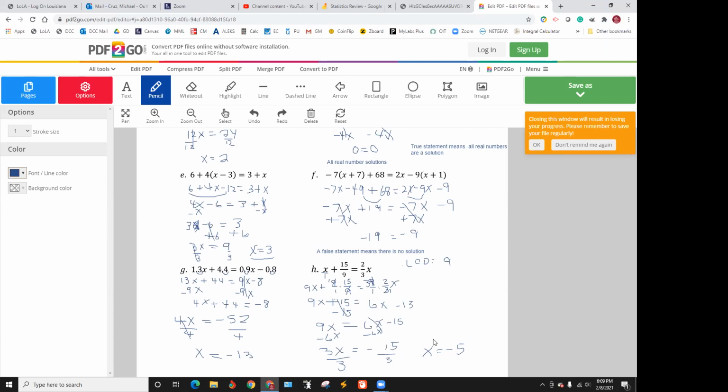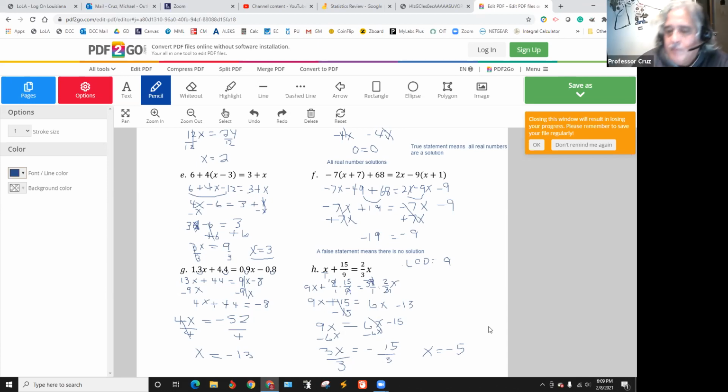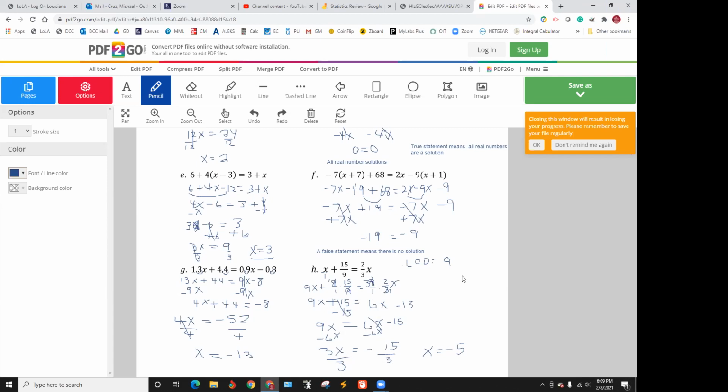No. Okay. So I did everything that you did, but then after I subtracted 6x on both sides first, it gave me 3x plus 15 equals -13. I subtracted 15 on both sides, and that gave me -28.